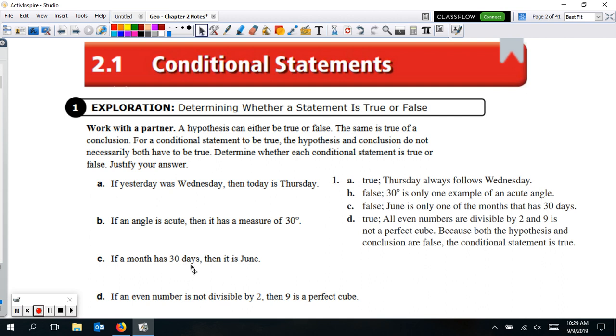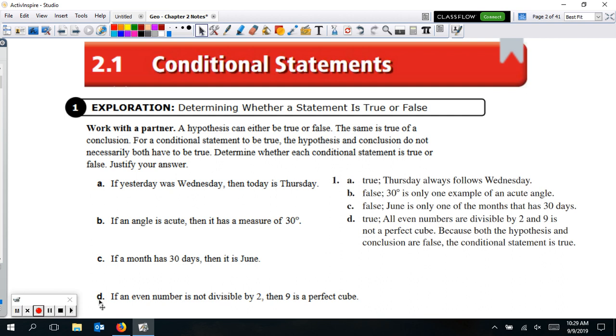So a month has 30 days. We could be in September. So that's why it says false. June's only one of the months that has 30 days. Obviously, we wouldn't be in October. We know there's an October 31st, Halloween. That's obvious. We're not in that month, but we could be in a different month that has 30 days.